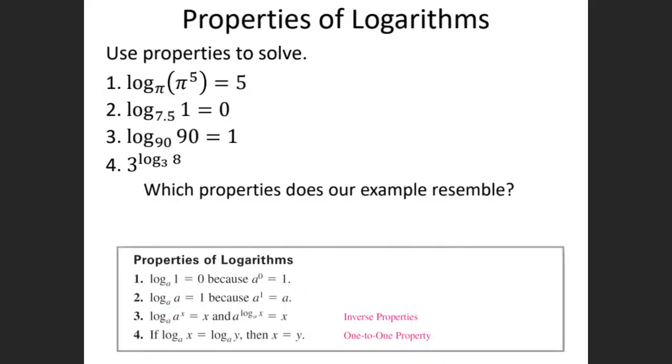How about this last one? 3 with an exponent of log of base 3 of 8. You can think of this as my inverse property. This log of base 3 is going to cancel with the exponent of base 3. What's going to give me the answer is just the input, which is our inverse property, property number 3, but for logs. So what's going to be the answer? The answer is just going to be 8 on this one.